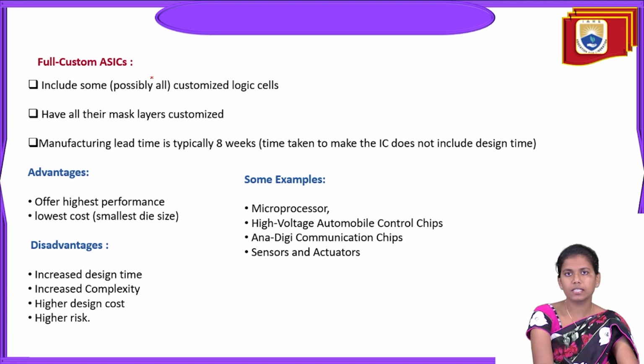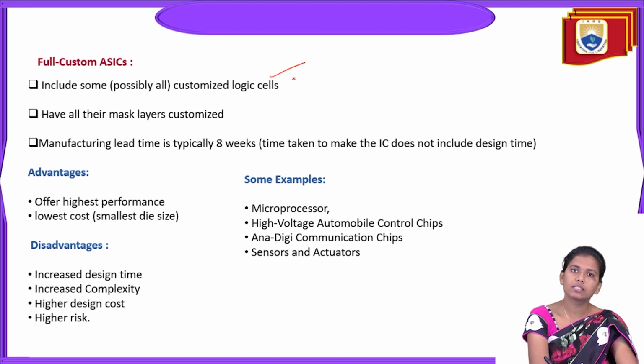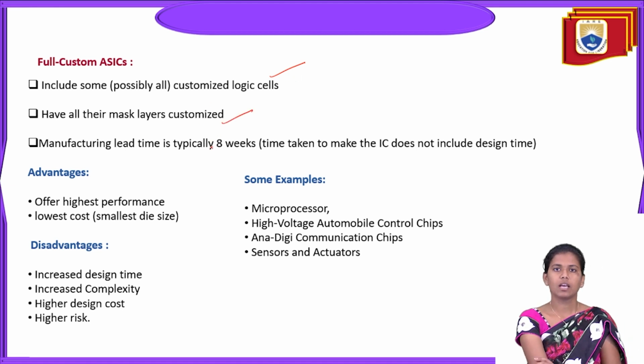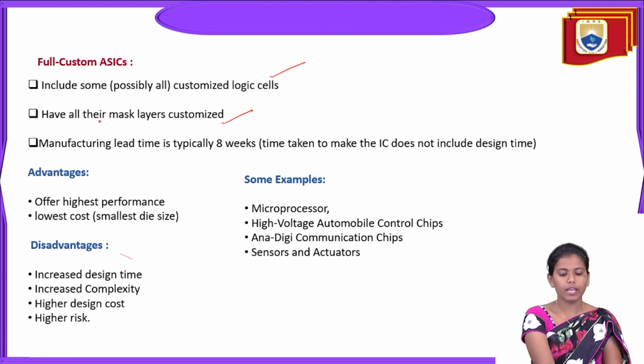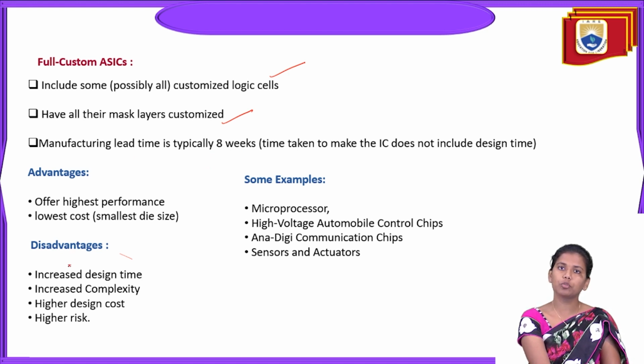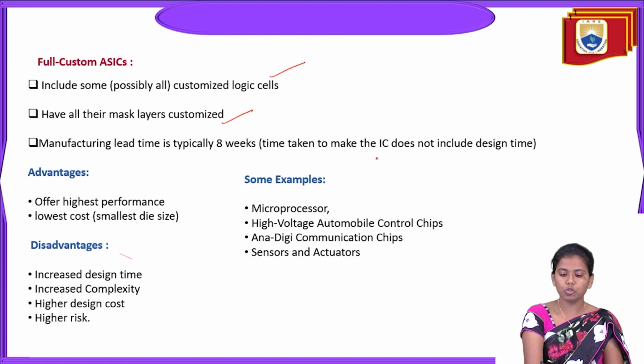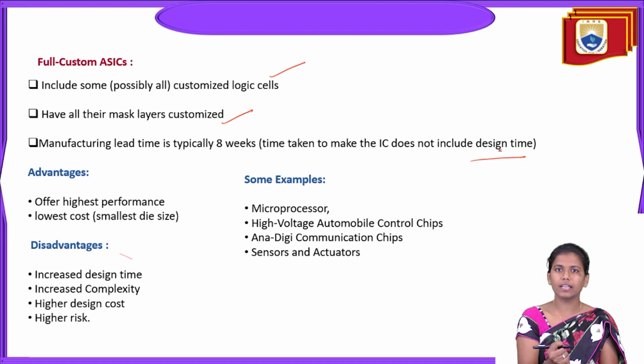And coming to the full custom ASICs, they include all customized logic cells and have their mask layers customized. As I said, they consist of mask layers; in full custom design, all logic cells and mask layers are customized. The manufacturing lead time is typically 8 weeks. So the time taken to manufacture such ICs is basically 8 weeks, and this only covers manufacturing; it doesn't include the design time.